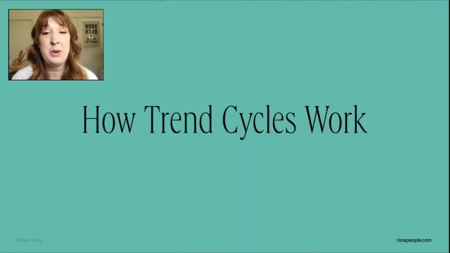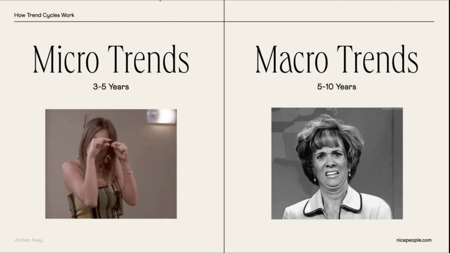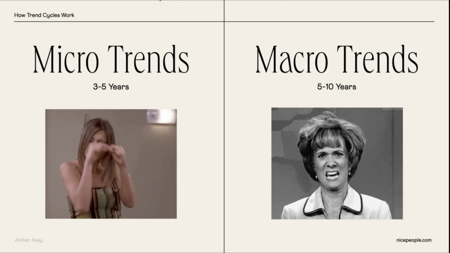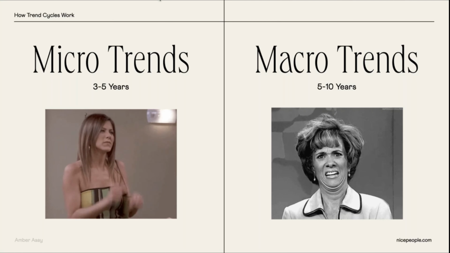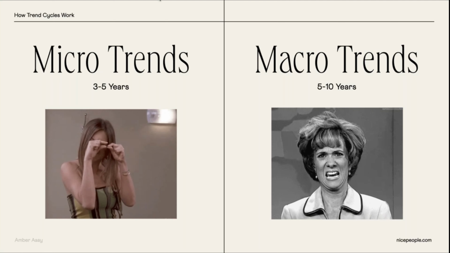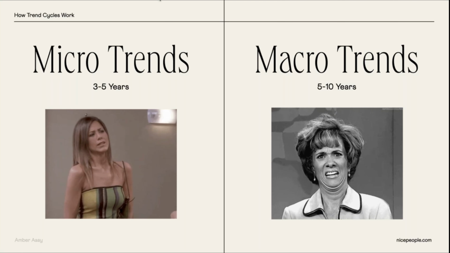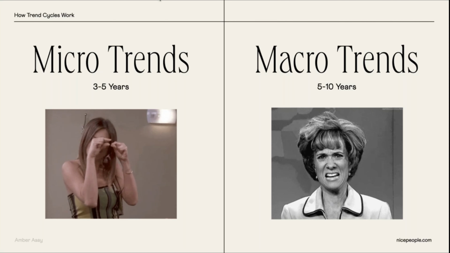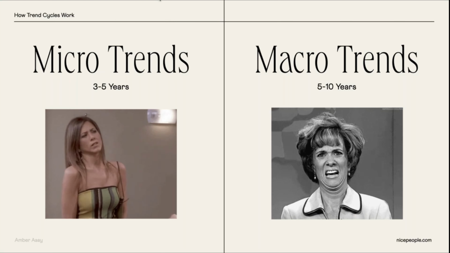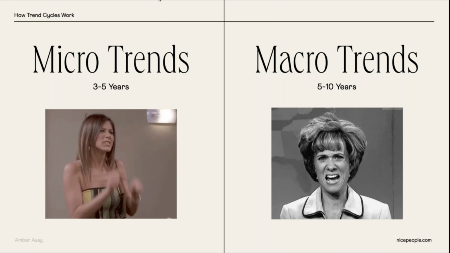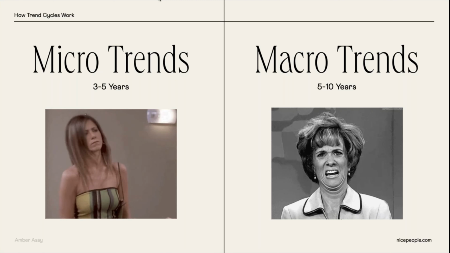How trend cycles work. Luckily, we've learned a lot about trends from fashion and interior design. And the theory is there's two kinds of trends: micro trends and macro trends. So for example, in fashion, micro trends last 3 to 5 years and macro trend cycles last 5 to 10 years. That's why we connect specific decades with trends. Dropped waist dresses from the 20s, bell bottoms from the 70s, butterfly clips were so cool in the 2000s. And then eventually trends come back every 20 years or so.